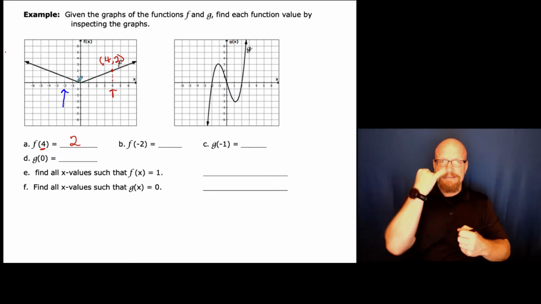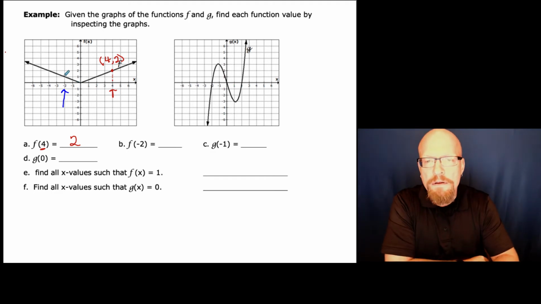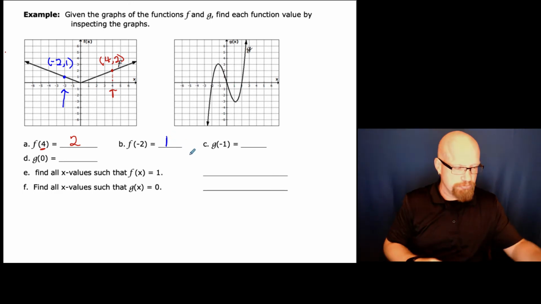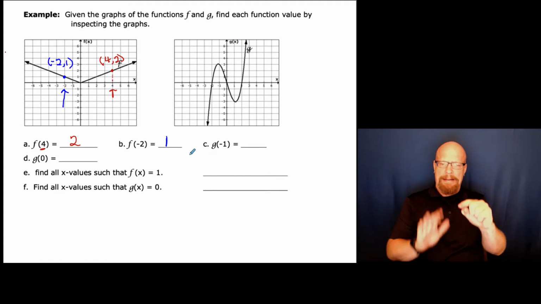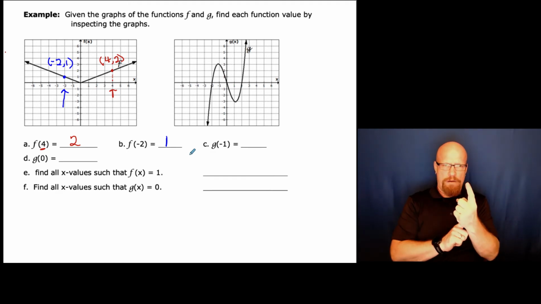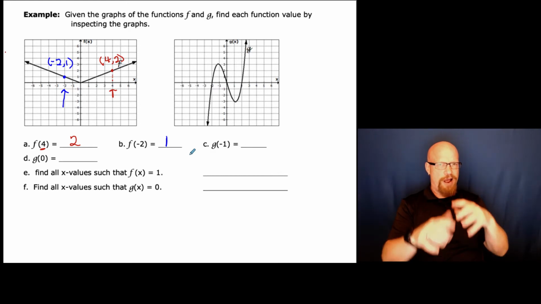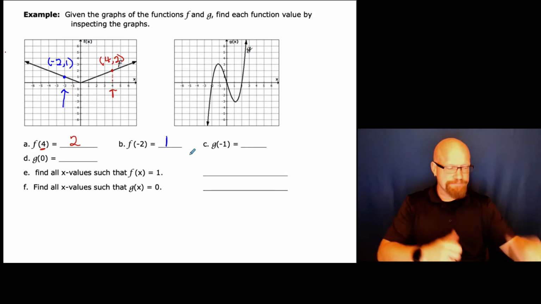Alright, you follow it up to where the graph of function f is. And we can see that y equals 1. Now look at the function g and that graph. If x is negative 1, what's the answer? What's the output? What's the y value?